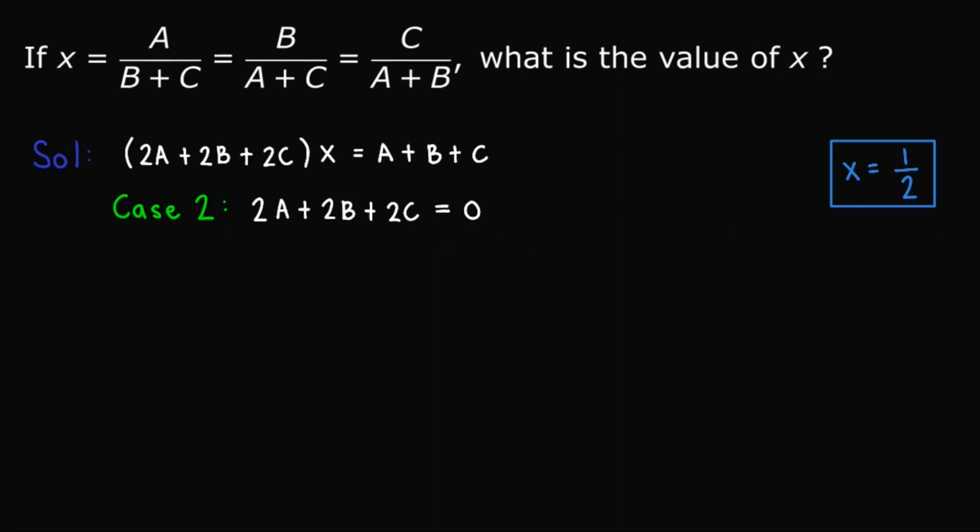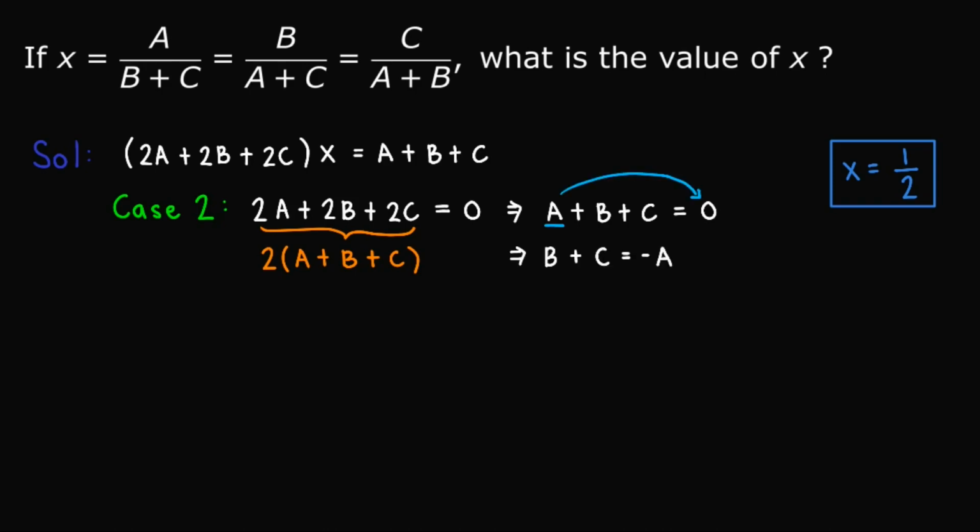If this is the case, take note again that we can express this as 2 times a plus b plus c. Since 2 out here is not equal to 0, then for this equality to be true, this must be equal to 0. So we have this. Next thing to do is we'll move a to the right side to obtain b plus c equals negative a. And we'll use this outcome to find the value of x along with this.